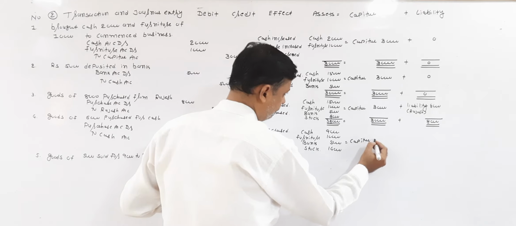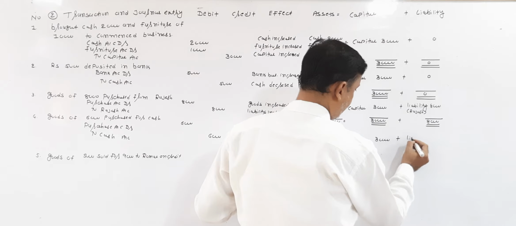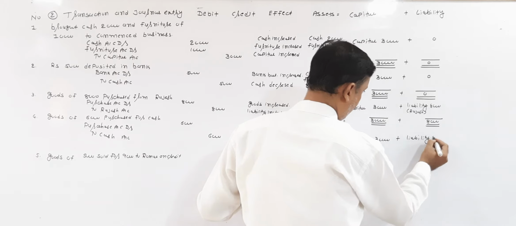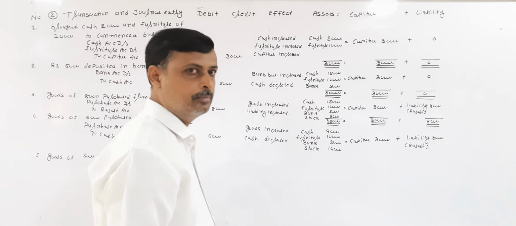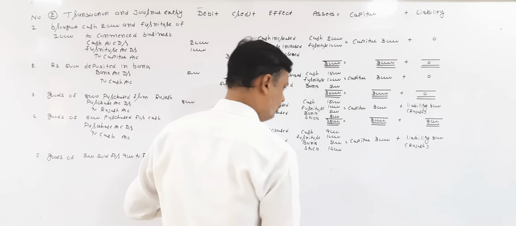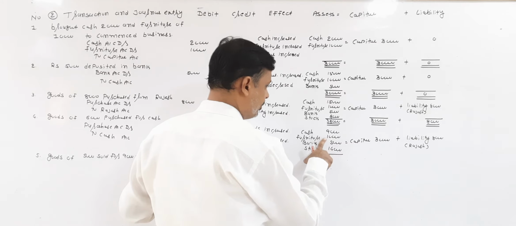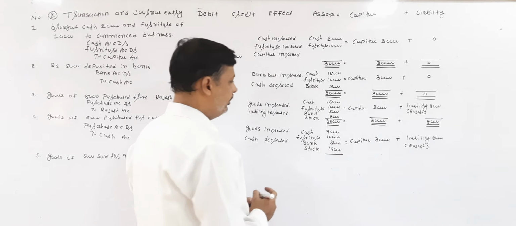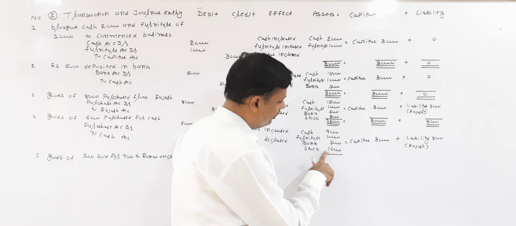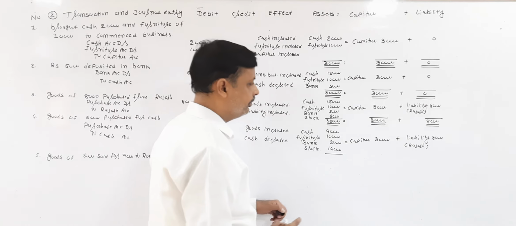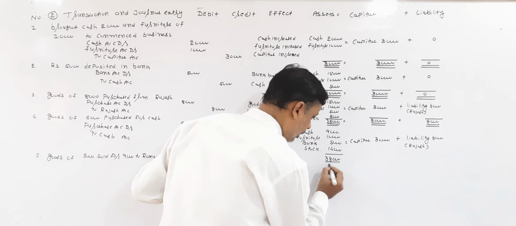Nothing is changed in capital, 30,000. And liabilities are also equal 8,000. So we have to make the total here: 9,000 plus 10,000, 19 plus 5, 24,000 plus 10, 30 plus 4,000 here. So here our total is 38,000.